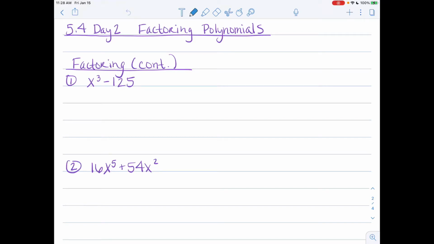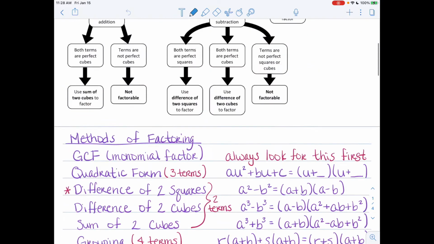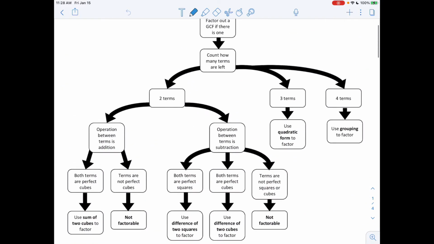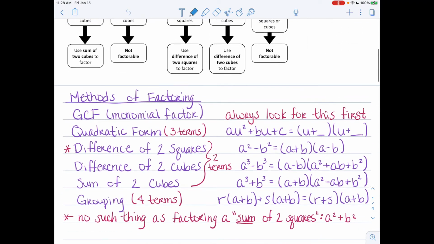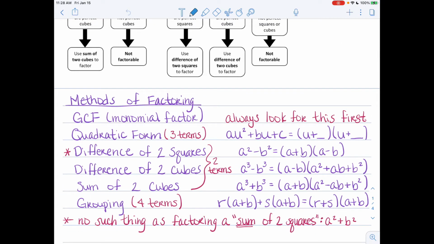Hey everyone, today we're going to be continuing to talk about factoring polynomials. So this is day 2. There are 2 things from day 1 that you're going to want to have handy. One is the flowchart that shows you how to, after choosing the number of terms, figure out which type of factoring you're going to be using. And the second thing is the list that we made at the beginning of our notes last time that talks about the methods of factoring.